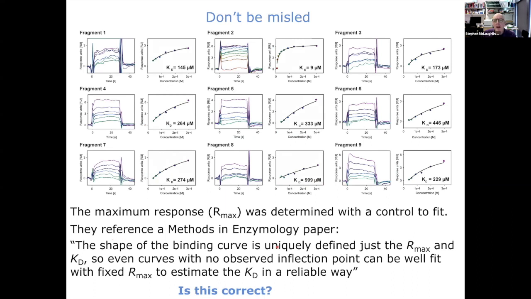In the paper, they reference a methods paper saying the shape of the binding curves can be uniquely defined by fixing the Rmax, so the K, and then you can get the KD. And so you can actually fit a curve where there's no inflection point. So, is that really reliable? Is that a real binding, or is it not?